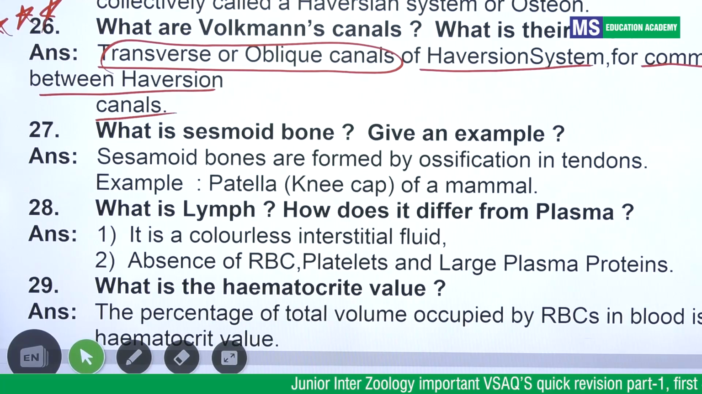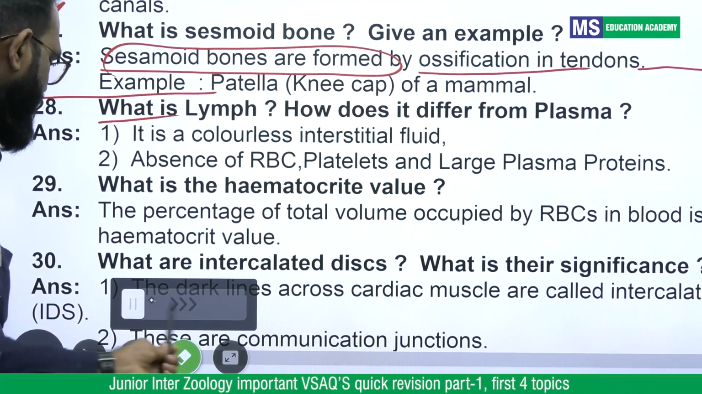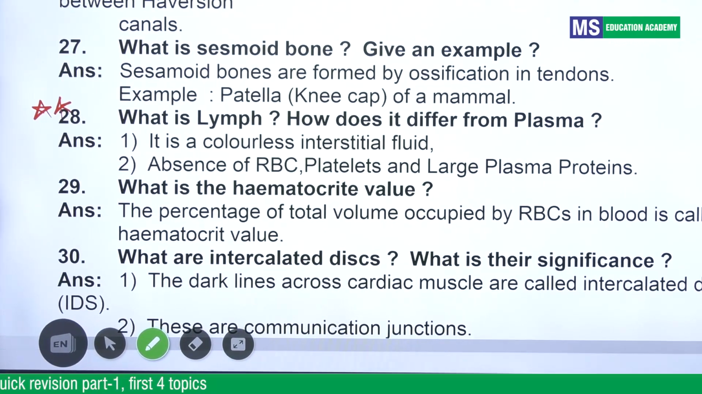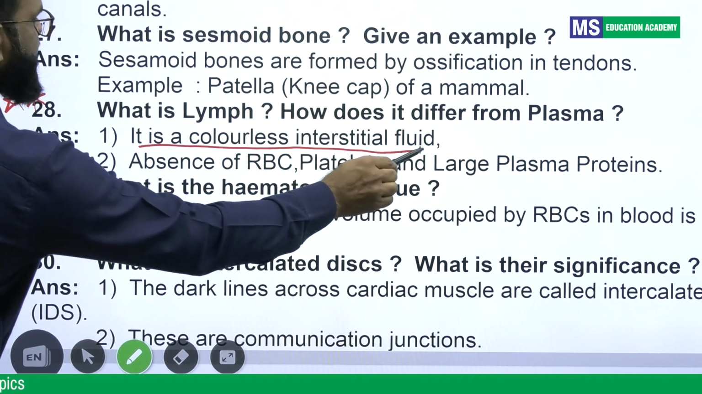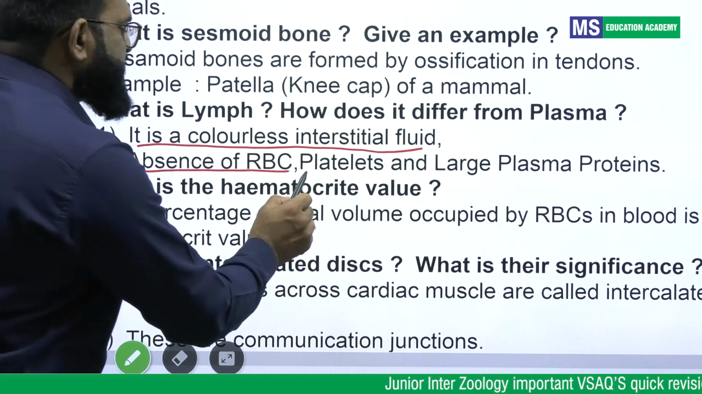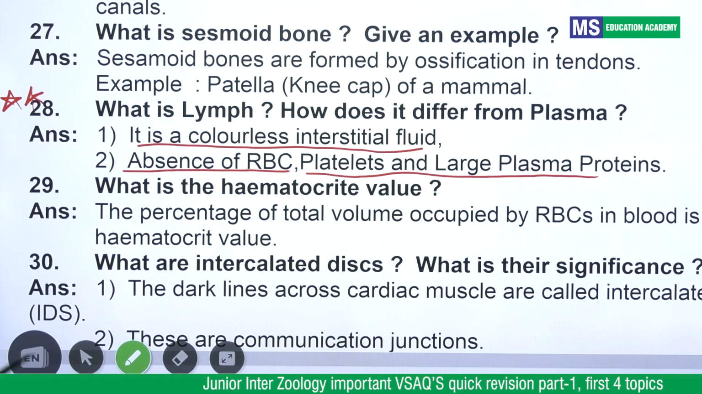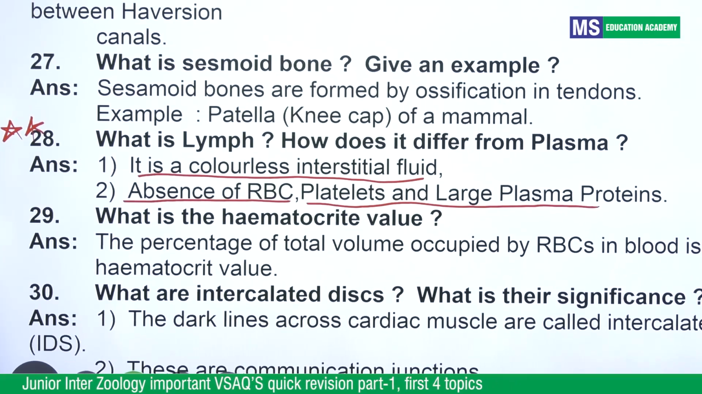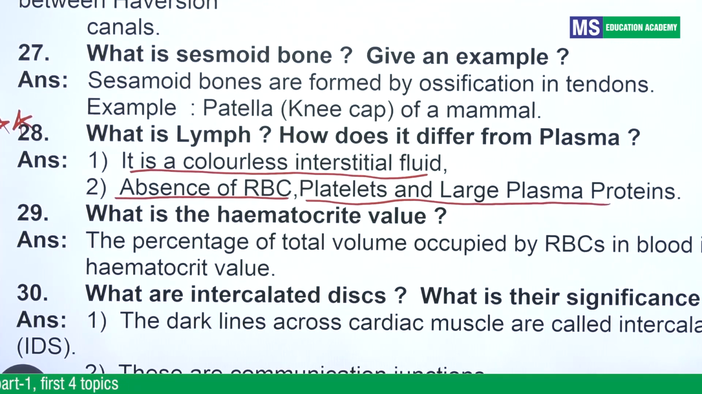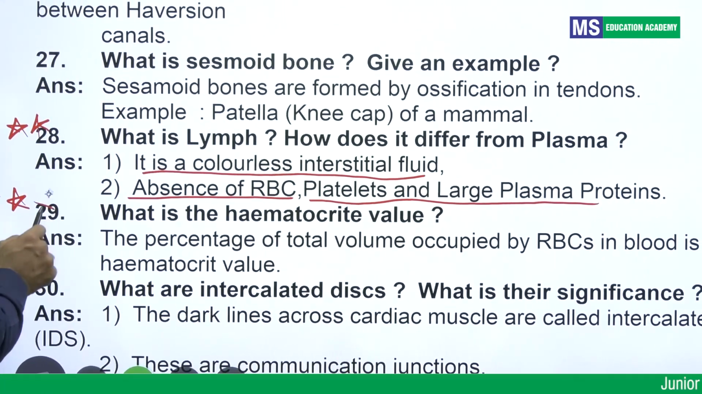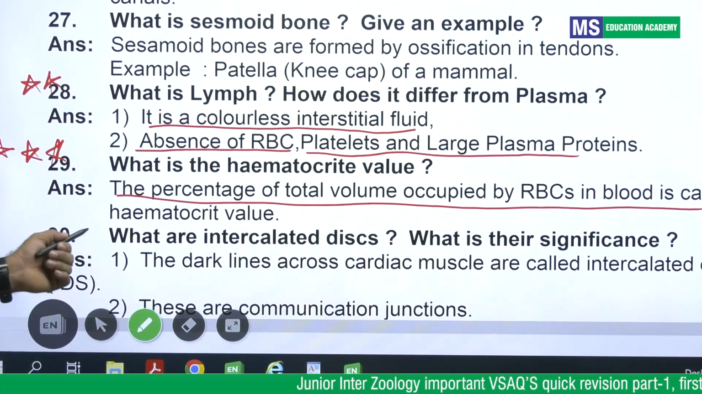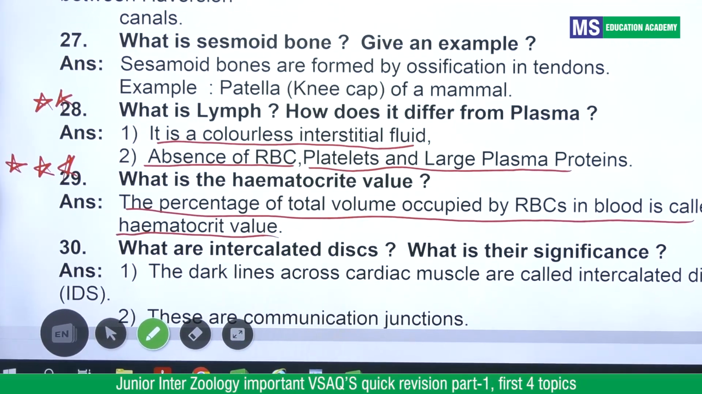Students, another important question. What is lymph? How does it differ from plasma? It is colorless interstitial fluid. First point, absence of RBC, blood platelets and large plasma proteins. Important to students. What is hematocrit value? The percentage of total volume of blood occupied by RBC in blood is called hematocrit value.